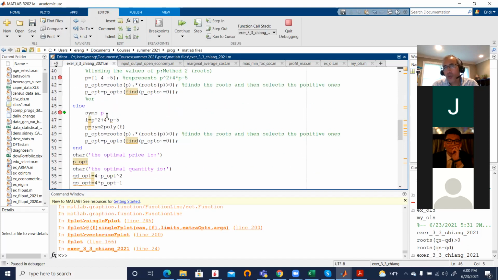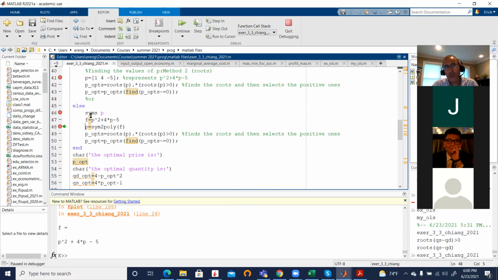When you want to work with symbols, guys, you need to first define the symbolic, then the function. And then remember last class, we talked about this beautiful function, sym2poly. Here I created the polynomial manually, but in this case, I will let MATLAB create my polynomial using sym2poly. Take a look at P. 1, 4, minus 5 is exactly the same as this one here.